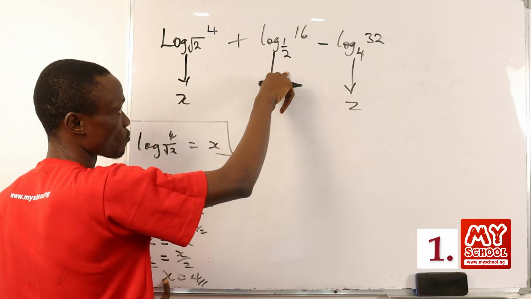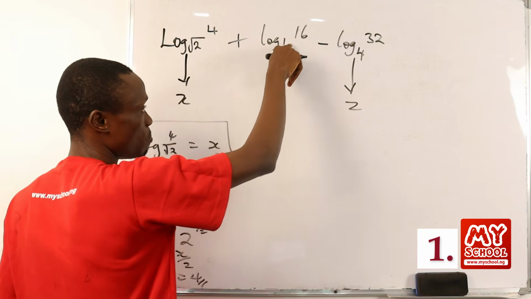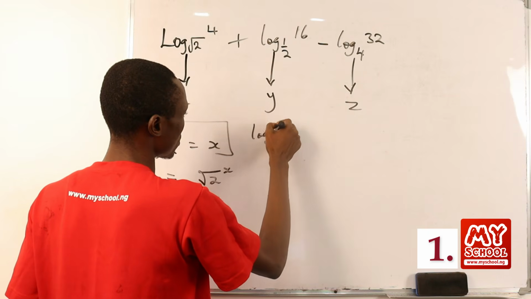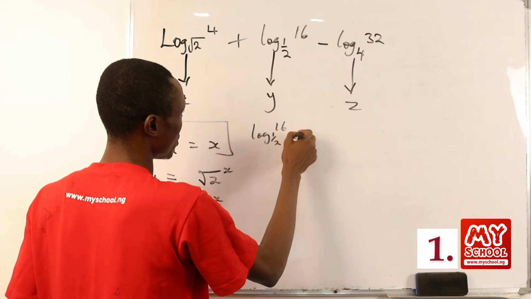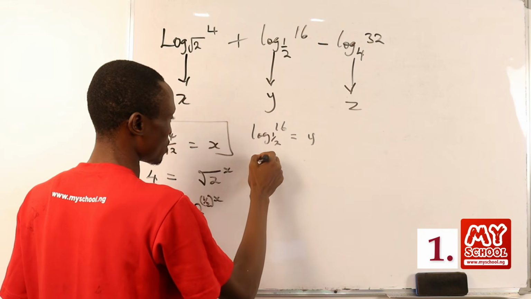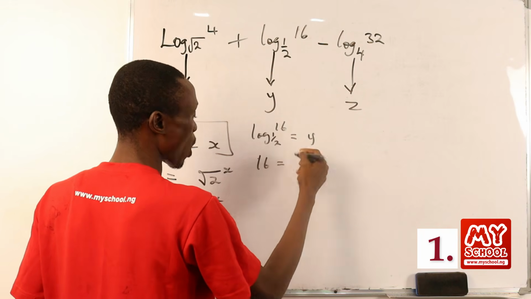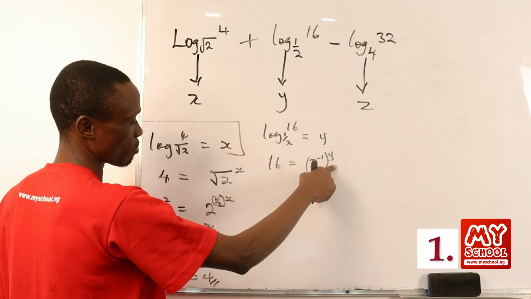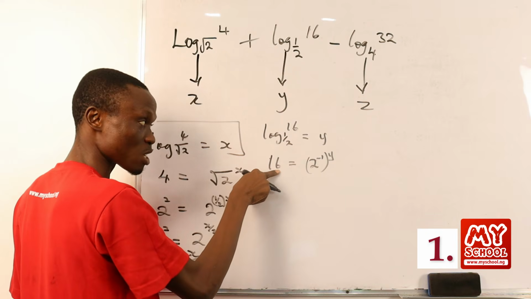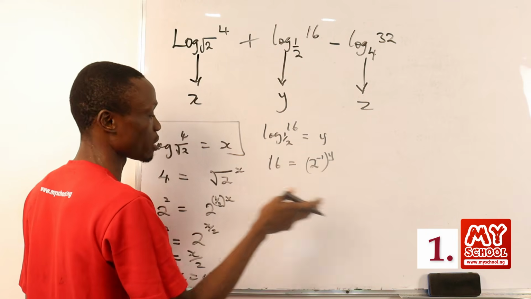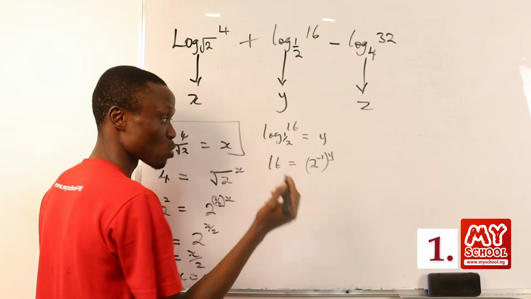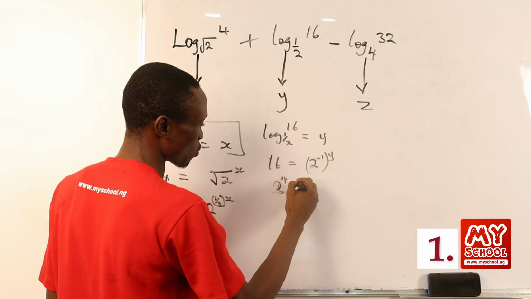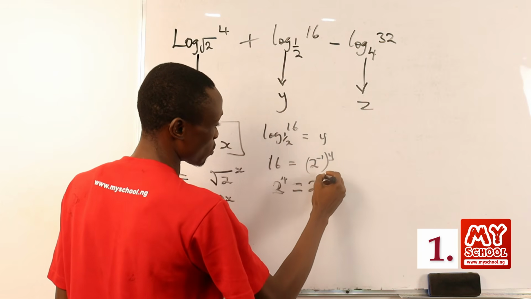Now let's do the same thing for log 16 base 1 over 2. Here we are saying log 16 base 1 over 2 is equal to y. So in this case, 16 is equal to 1 over 2, which is 2 raised to power minus 1, raised to power y. We just express this in index form so that we have the same base as 2. Basically, that's what we did here too. So here we'll be having 2 raised to power 4, and this will be equal to 2 raised to power minus y.